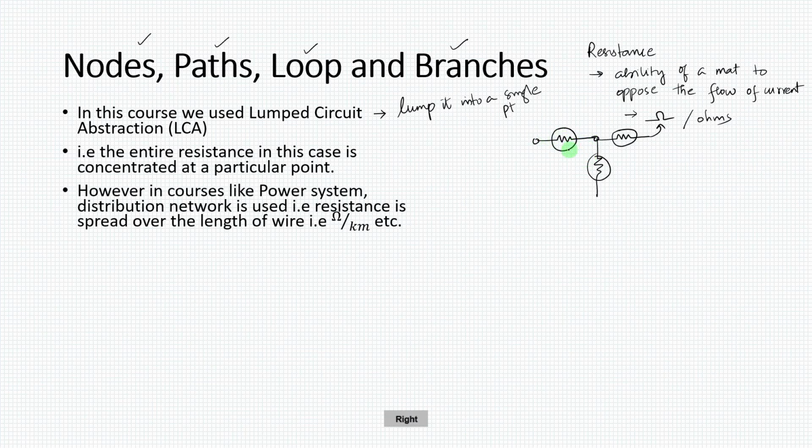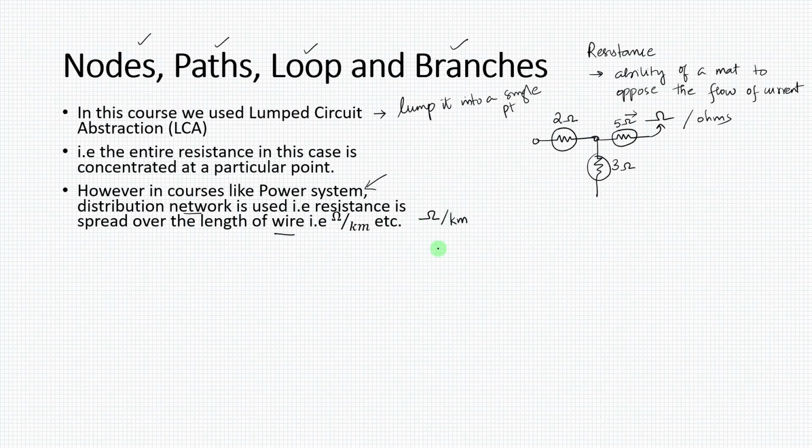However, in advanced courses like power systems, a distributed network is used. So in this circuit, for example, I will say the resistance is 2 ohms, I will say the resistance is 3 ohms, I will say the resistance is say 5 ohms. But in advanced courses like power systems, when you are dealing with conductors which are very, very long, kilometers and kilometers, in that case, you say the resistance is spread throughout the length of the wire. So for a conductor used in power systems, you say the resistance is say ohms per kilometer. So depending upon the length of the conductor, you can find the total resistance of the circuit there. So that is the basic idea.